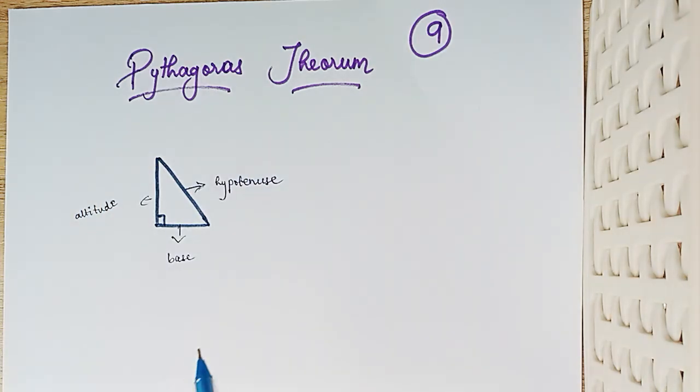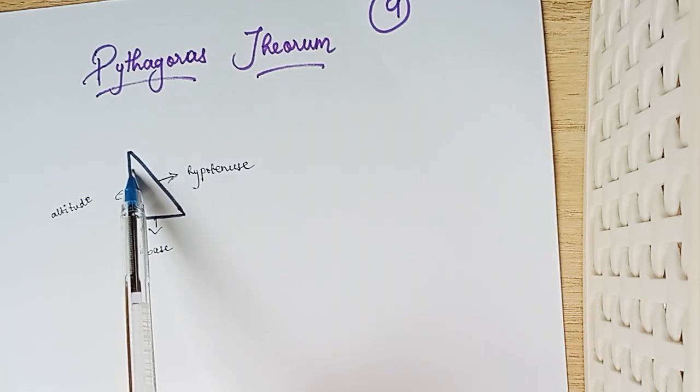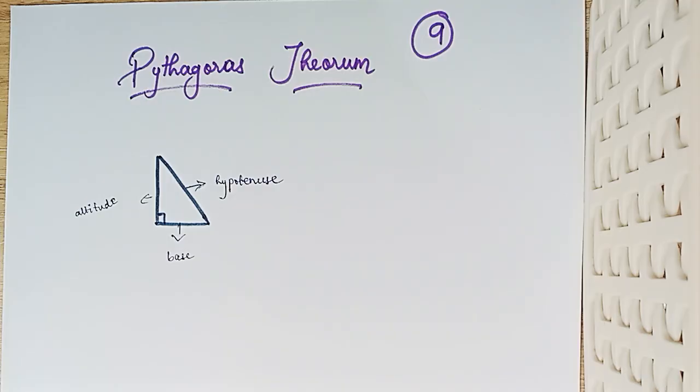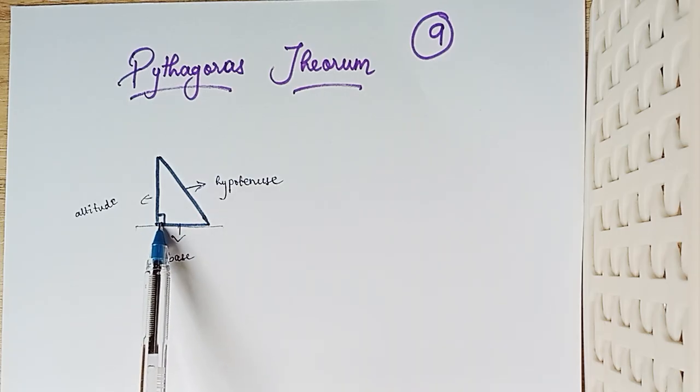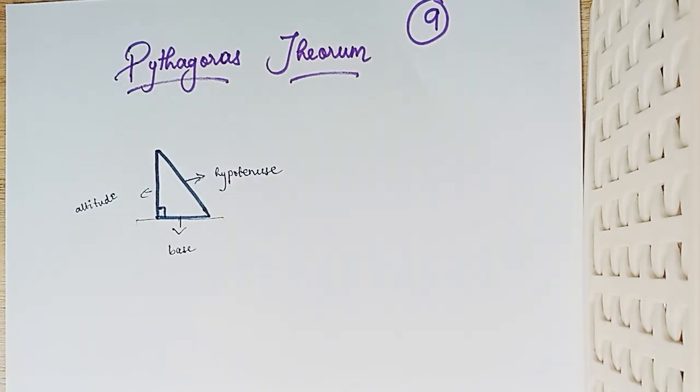An easy way to remember this is the side opposite to the right angle is the hypotenuse, and the one that is below, suppose there's a table and you're keeping the triangle on a table, this is the base of the triangle. And from the right angle, the height or this side is called the altitude.